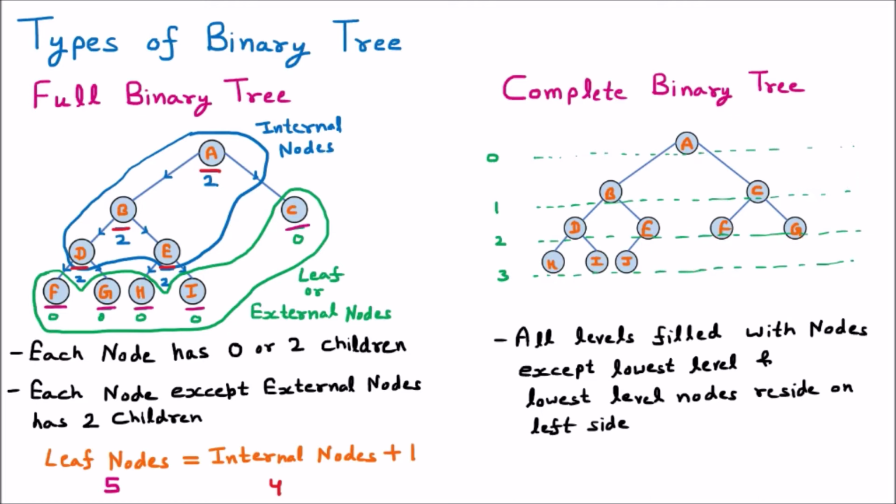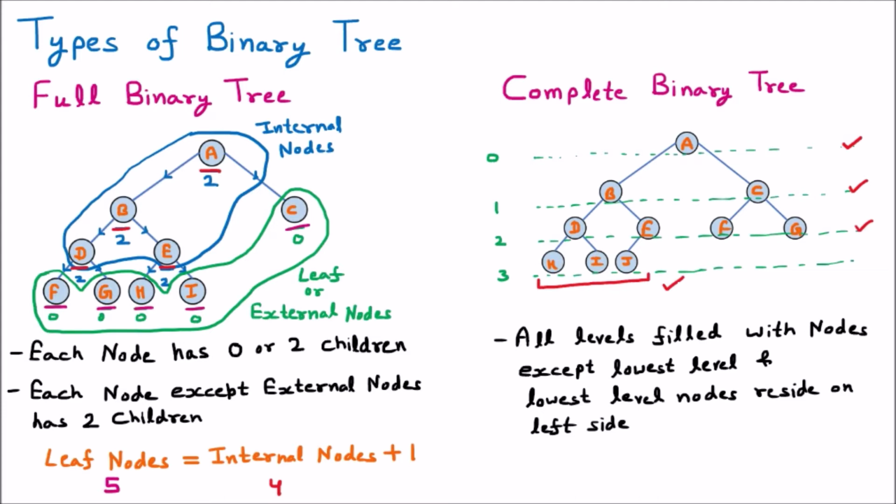In case 2, level number 0 is complete, level 1 is complete, level 2 is complete. So as per the definition, all levels are filled with nodes except the last level. On the last level the nodes are not complete and the lowest level nodes reside on the left hand side. Here you can see, are the nodes on the left hand side? Yes, these nodes are on the left hand side only, they are not on the right hand side. So yes, this is also a complete binary tree.